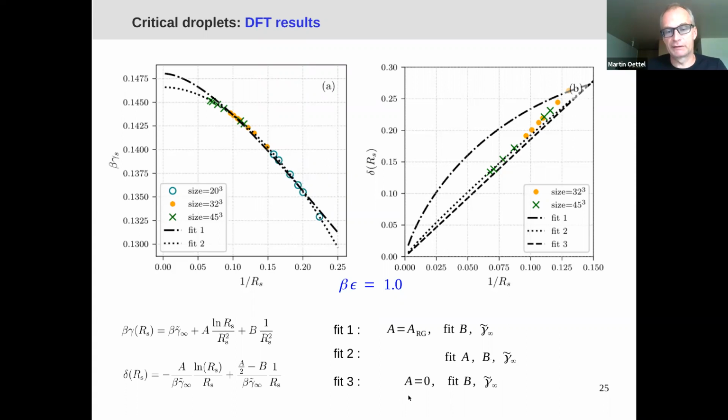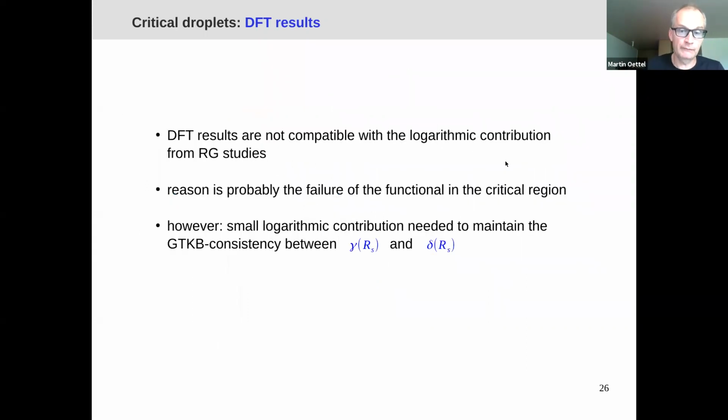Naturally, I would have expected fit 3 to be the one, because I would assume there is a 1 over r analytic expansion, and there's no log term in the DFT model. But it turns out that the consistency of the gamma expansion and the delta expansion with the GT-KB equation requires a small log term. But in the DFT, we do not find the renormalization group result, and I think this is to be expected. So this is also summarized here. The DFT results are actually not compatible with the logarithmic contribution.